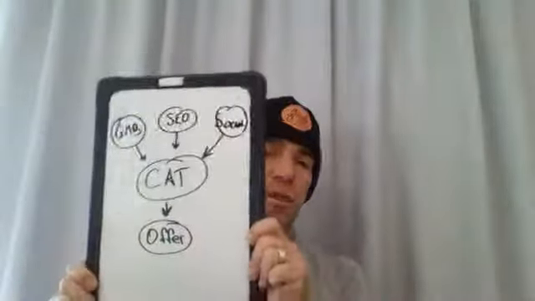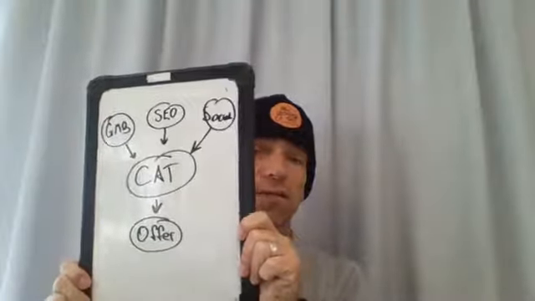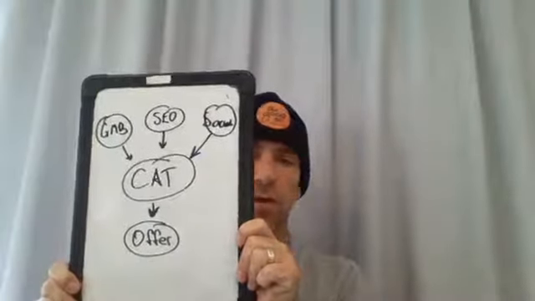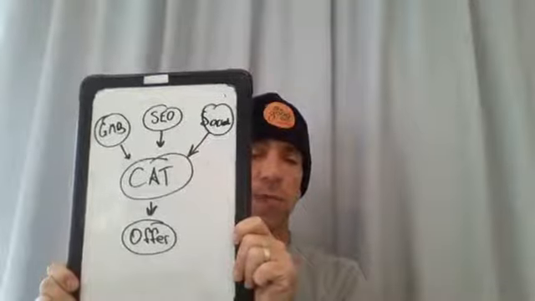Anyway, if there's any questions, I'll pop that little diagram up again for you. If there's any questions about that, in particular, what is a CAT? If you want to find out about the client attraction tool for you, we can have that discussion. Offers, Google My Business, SEO, all that stuff. Feel free to pop comments below and we'll talk about it later.